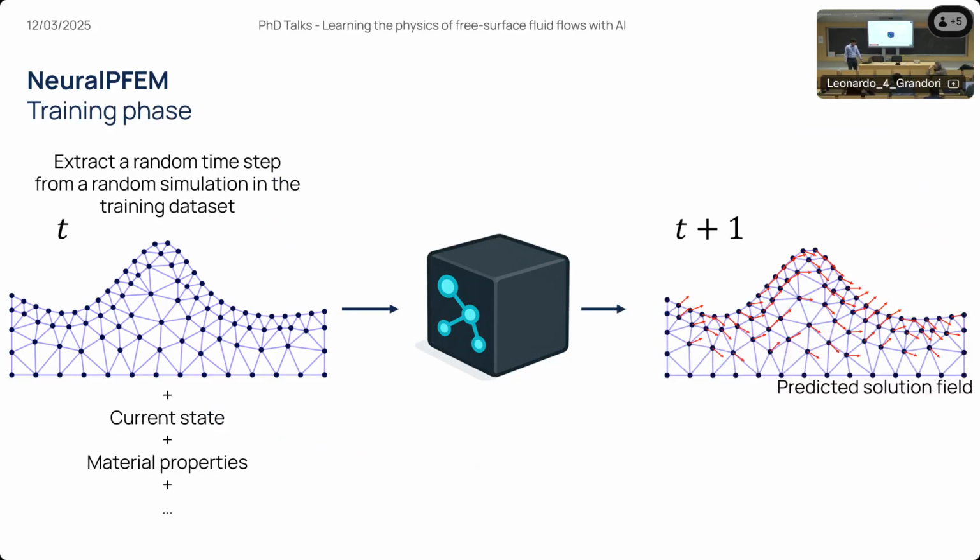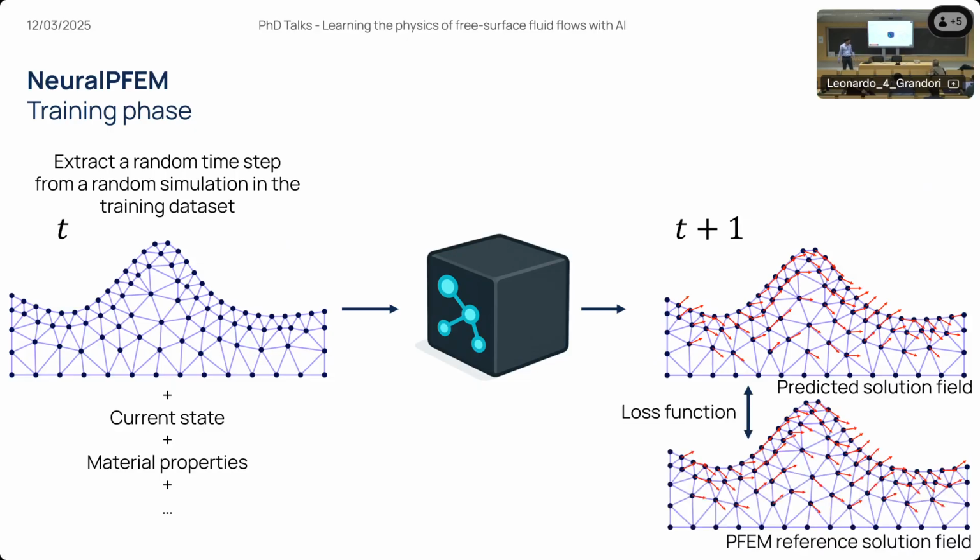The idea is that this model is trained by predicting, given a current state of the system, the next one, and comparing it with the reference PFM simulation, and then updating the weights of the neural network through backpropagation. In this way, the neural network learns by trial and error to increasingly reconstruct the solution field.